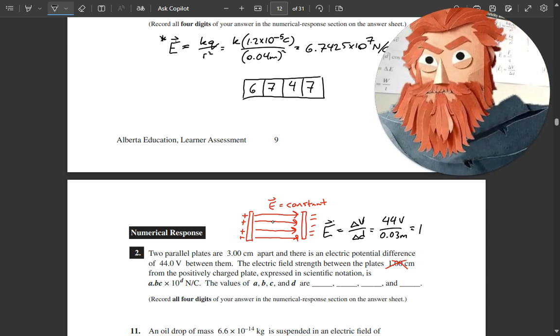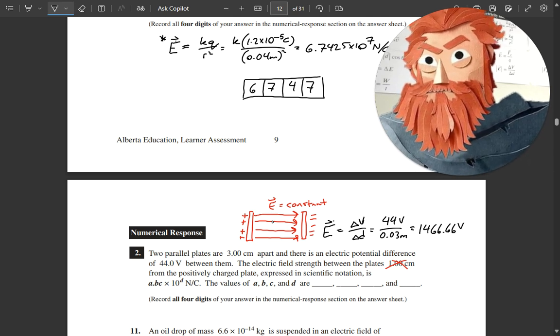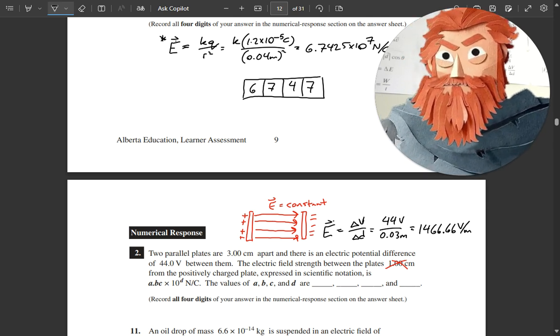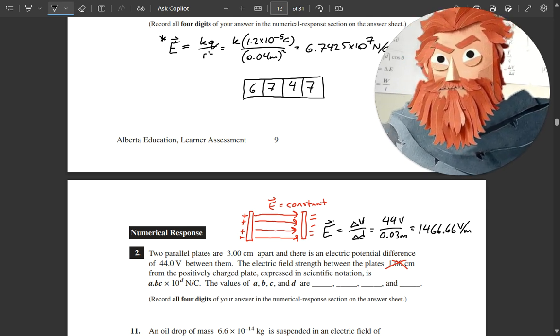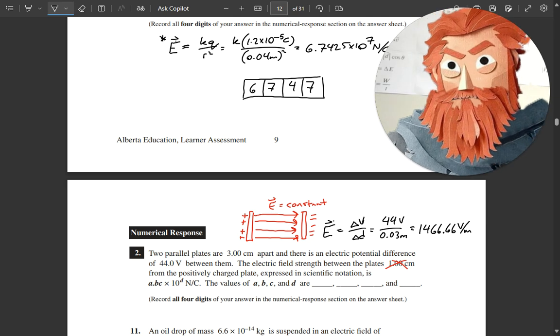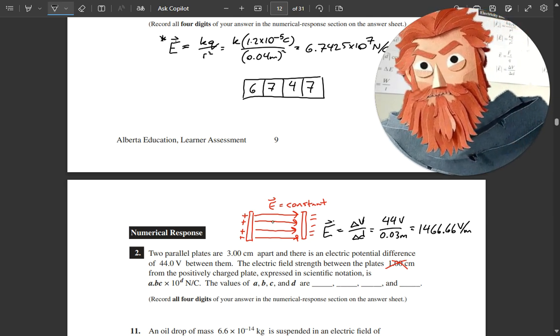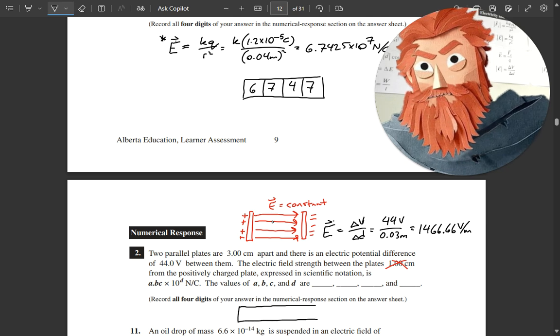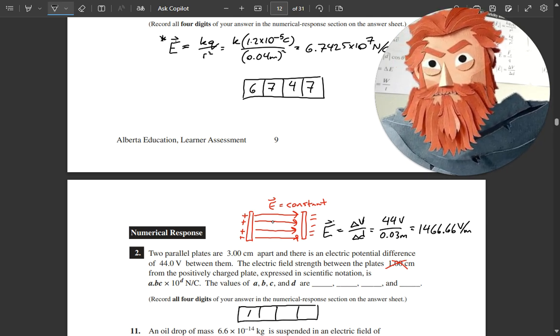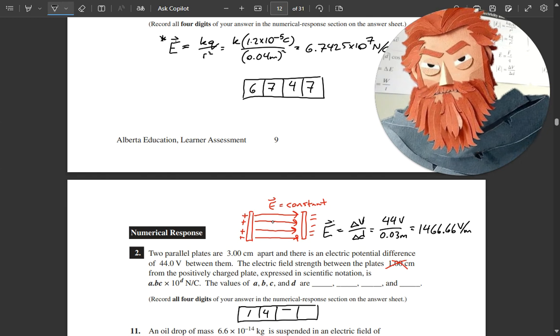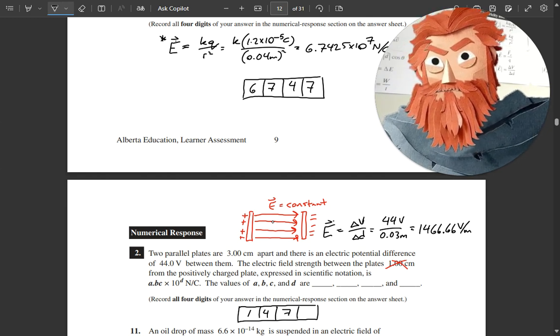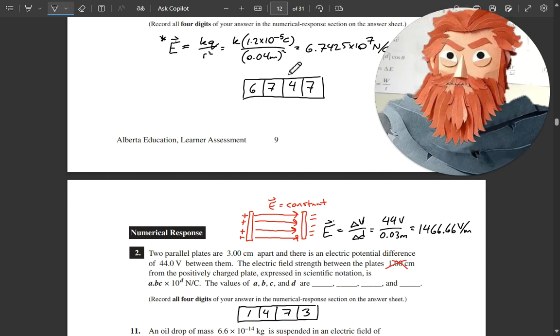1,467 volts per meter or newtons per coulomb, whatever you want to write there for units. Those both are acceptable for this one. Again, I just want A, B, C, D, so my boxes here: 1, 4, 7, 3. 1, 4, 7, 3.